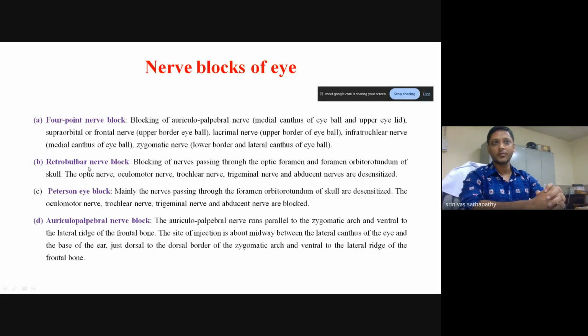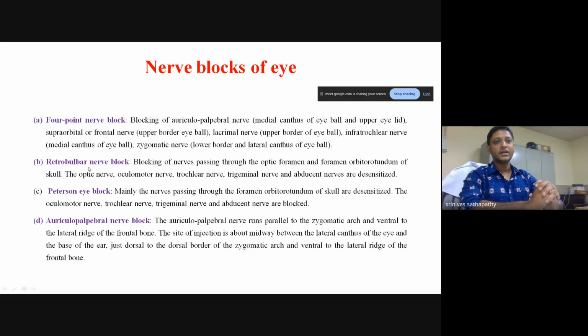Now in this nerve block, the optic nerve, oculomotor nerve, trochlear nerve, trigeminal nerve, and adjacent nerves are desensitized because these nerves are coursing through the optic foramen and foramen orbitorotundum. Peterson's eye block is actually meant for desensitization of the nerves that are coming out through the foramen orbitorotundum, such as the oculomotor, trochlear, trigeminal, and adjacent nerves.